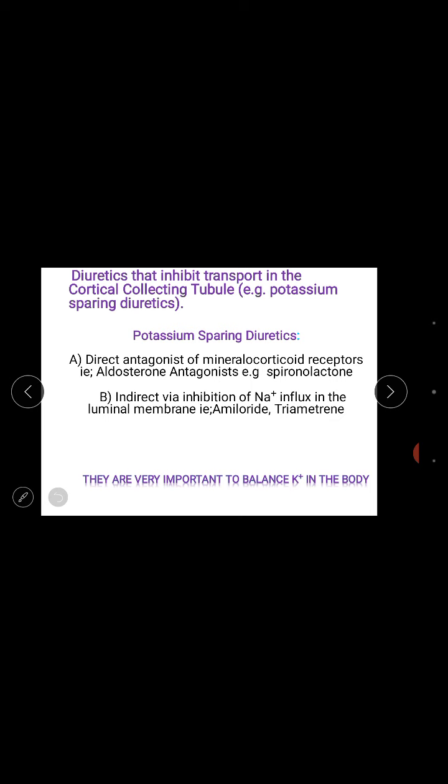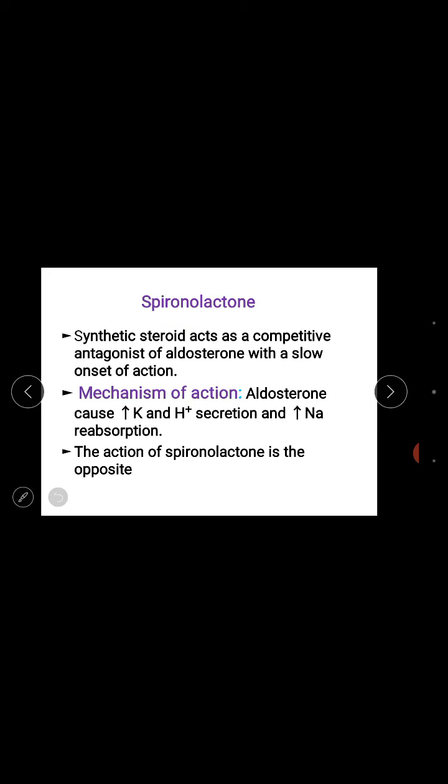Direct antagonist of the mineralocorticoid receptor, that is the aldosterone antagonist, spironolactone. Indirect inhibition of sodium influx in the luminal membrane: we have amiloride and triamterene. Spironolactone may come as a question. It is a synthetic steroid. It acts as a competitive antagonist of aldosterone with a slow onset of action.